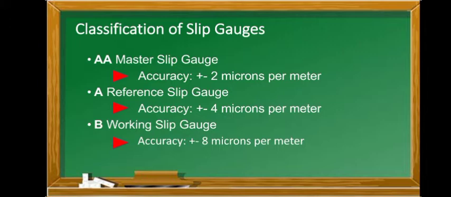So, slip gauges are classified according to their guaranteed accuracy. They are classified as AA for master slip gauges, A for reference slip gauges, or B for working slip gauges. The type AA slip gauges are accurate to plus or minus 2 microns per meter. The type A is guaranteed accurate up to plus or minus 4 microns per meter, while the type B is plus or minus 8 microns per meter.